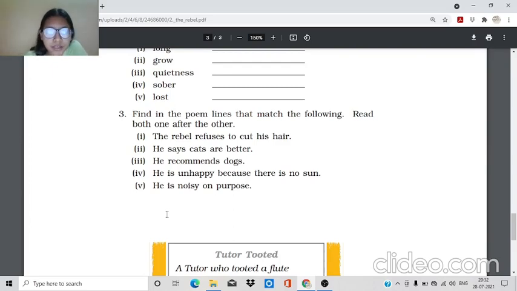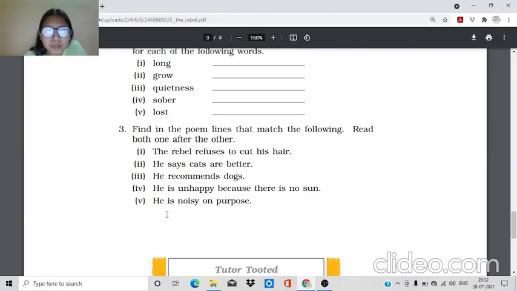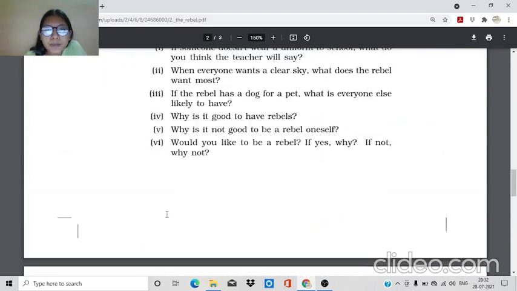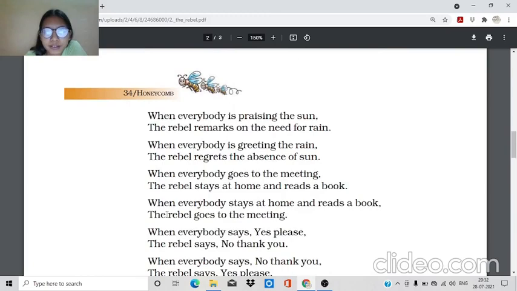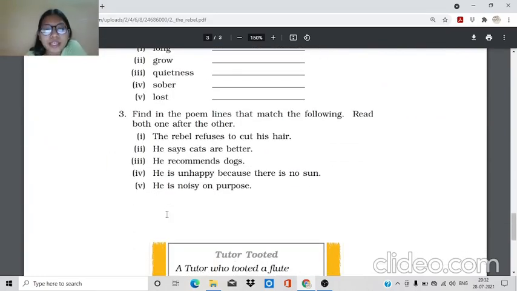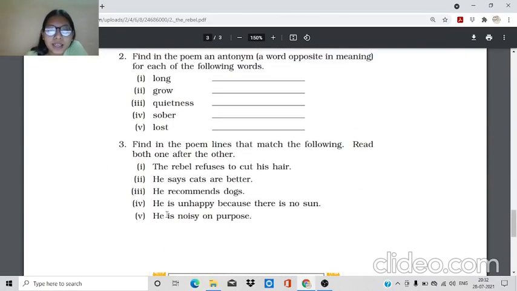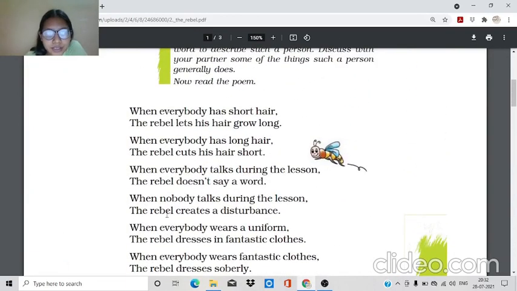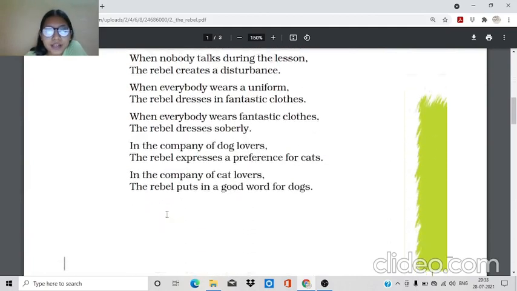So let's check what will be the two similar poem lines that will be matching these two lines. He is unhappy when there is sun. So the rebel regrets the absence of sun. This is a similar line. He is noisy on purpose. The similar line that matches this is the rebel creates a disturbance.